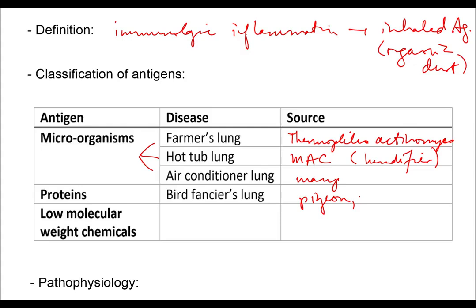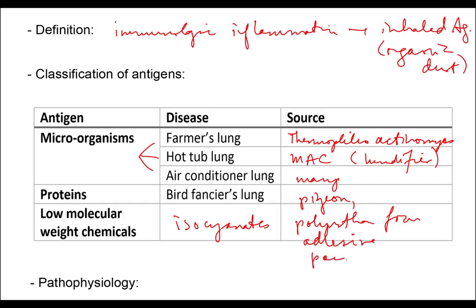Low molecular weight chemicals, these are mostly our isocyanates, and they're widely used in industry. So you're going to see it anytime you see someone working with polyurethane foam, people that are working with adhesives, and people that are working with paints. Those are all sources of isocyanates.